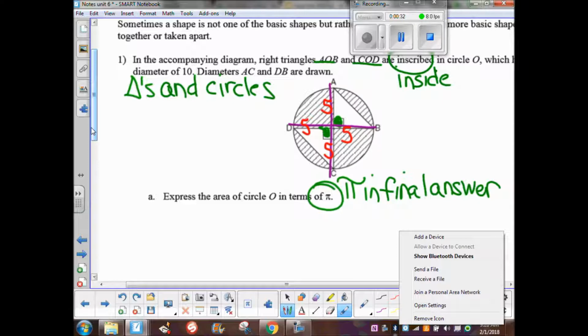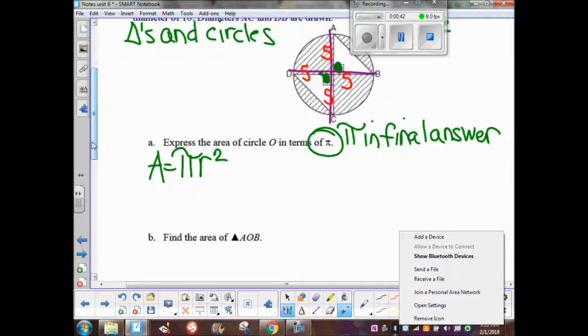What's the area formula for a circle? Yep. So A equals pi times radius squared. Now I've got to substitute. Right? So we could substitute into that formula. A equals pi 5 squared.